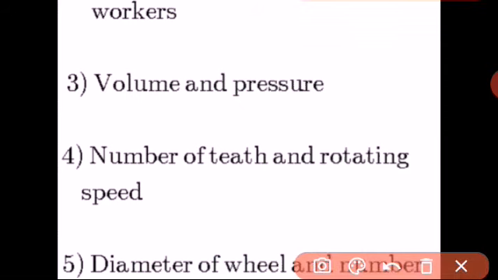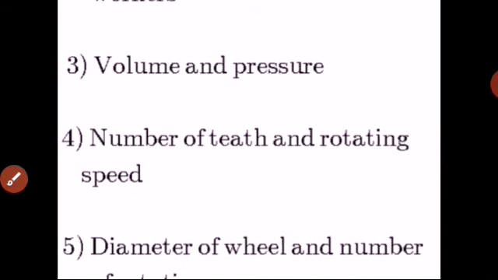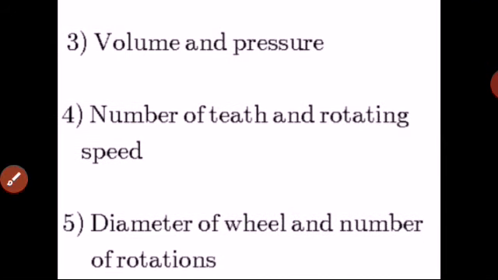Number of teeth and rotating speed. This comes under the mechanical section. Number of teeth in a gear and rotating speed: as the number of teeth is increased, rotating speed will be decreased. So if one increases, then the other will be decreased. This is called inverse proportion.